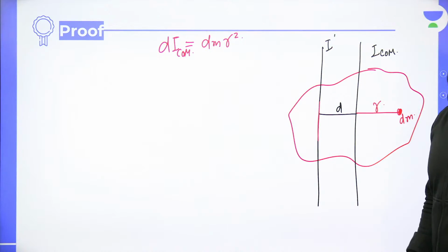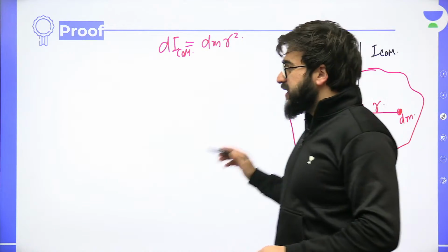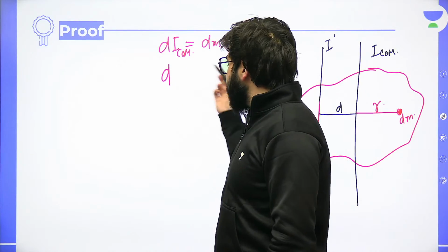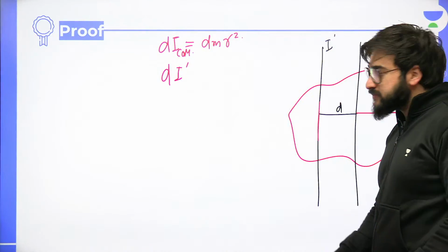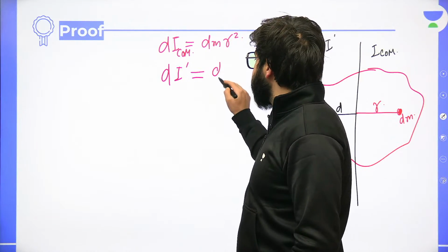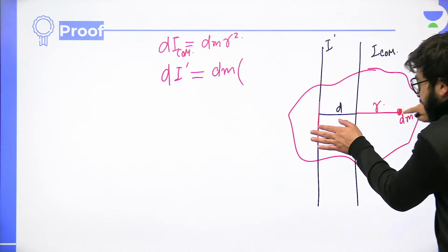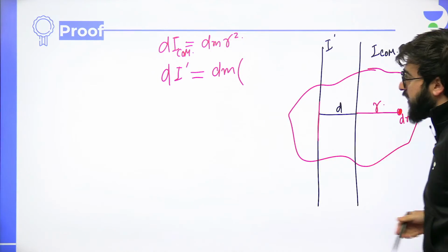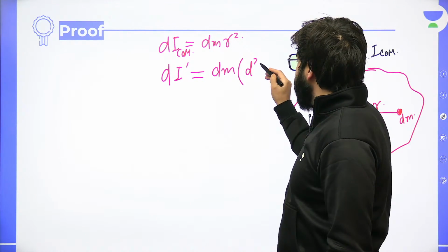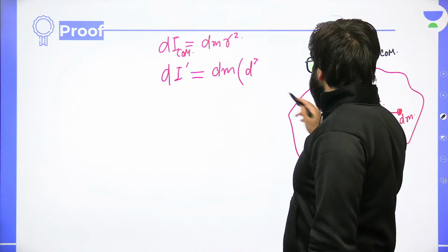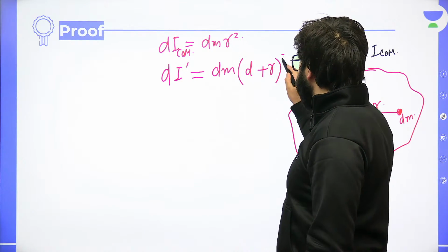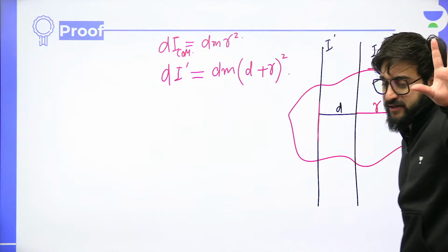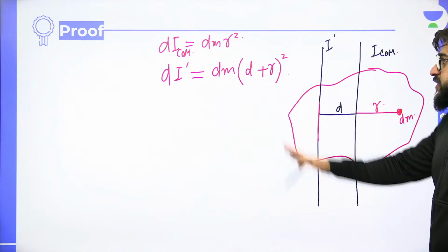Now, if I ask you the moment of inertia about this other axis, it is very simple. This is a dI, which will be very small. If I say this is dI dash, it will be dm times the perpendicular distance, that is d plus this r, its square. I can simply say it like that. No confusion till here.